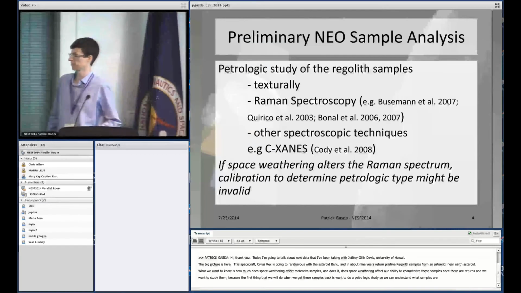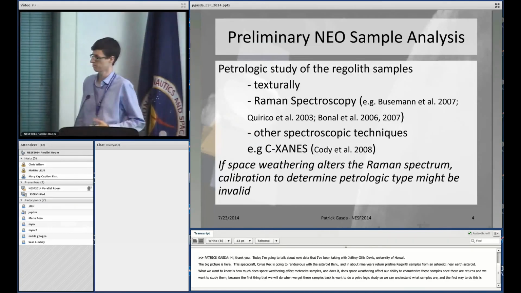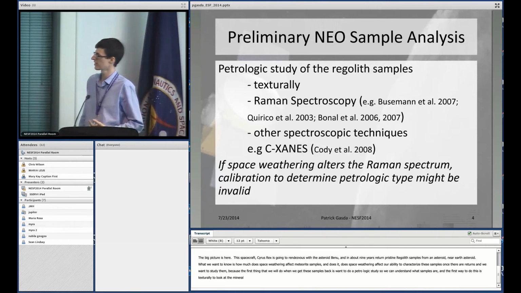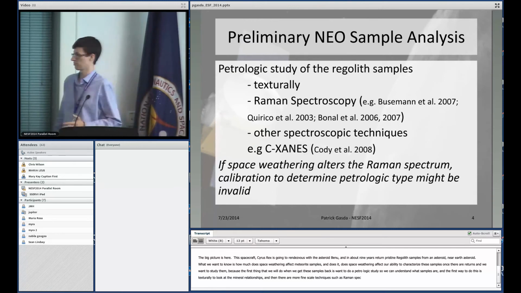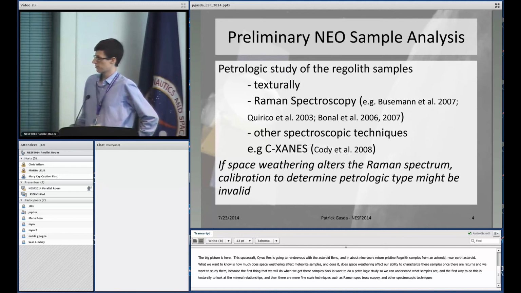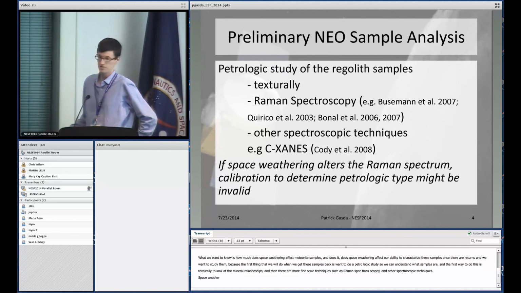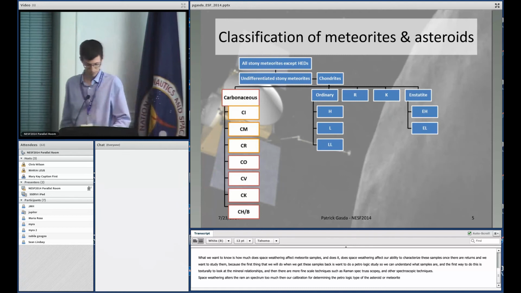And the first way to do this is just texturally to look at the mineral relationships. And then there are more fine-scale techniques such as Raman spectroscopy, which is what we talked about today, and then other spectroscopic techniques. So if space weathering alters the Raman spectrum too much, then our calibration for determining, say, the petrologic type of the asteroid or the meteorite might be invalid.